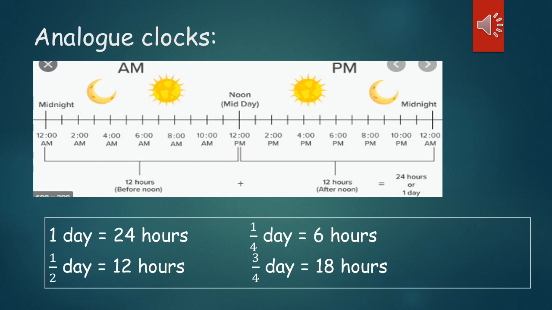1 day equals 24 hours. Half a day, 12 hours. Quarter of a day, 6 hours. And 3/4 of a day, 18 hours.